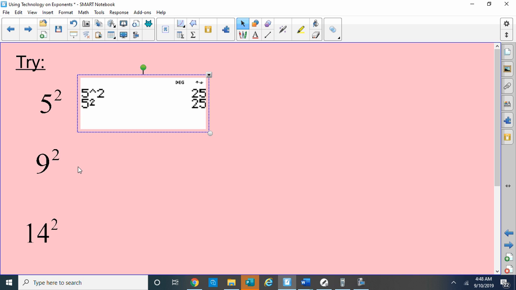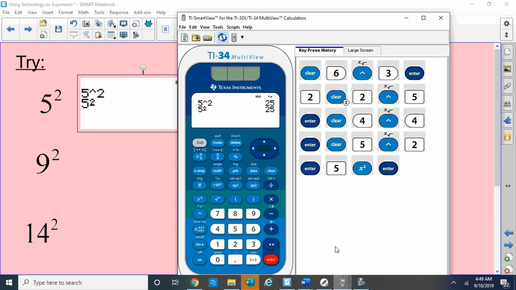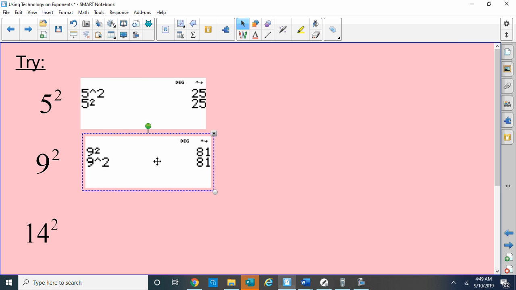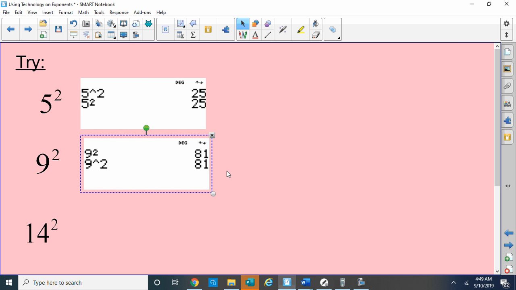So unfortunately, it doesn't have a 3 or a 4, but that's why we use the caret button or the exponent button, upside down V. So let's try 9 to the 2. So get your calculator, clear this, 9, and I'm going to press the X squared, and there's the little 2, and press enter. And if you're not sure, you can press 9 and the little caret button and type 2, and hopefully you'll get the same thing. Yes. And there's 9 to the second power, or 9 to the exponent of 2.